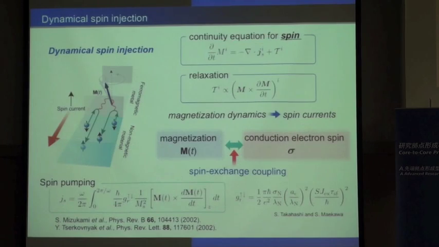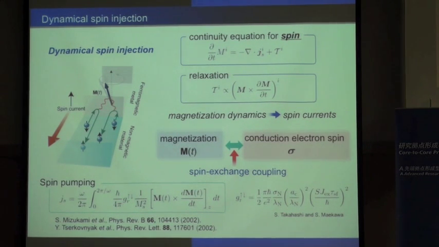This dynamical spin injection is known as spin pumping. In a ferromagnetic/non-magnetic junction, the angular momentum of the precessing magnetization can be transferred to carrier spins through the interface spin exchange between the magnetization and the carrier spins. Next, I will show you that we can control this dynamical spin injection electrically by tuning the interface spin exchange coupling.